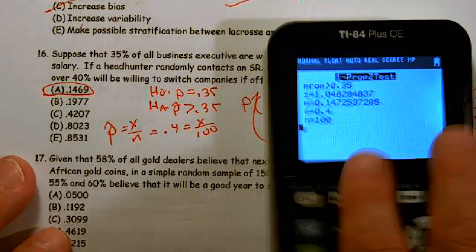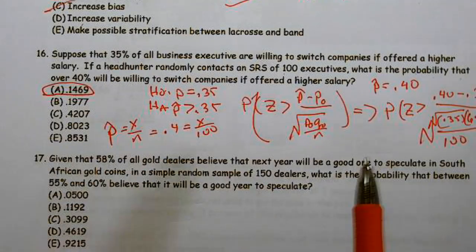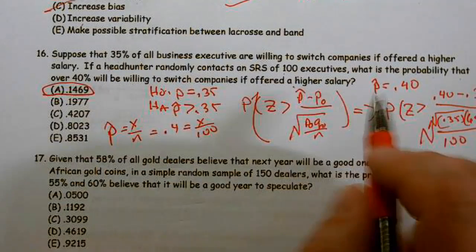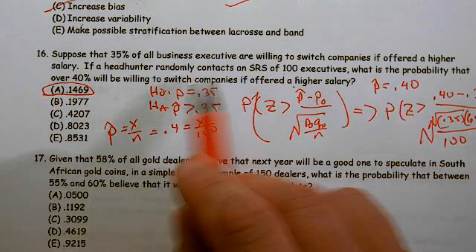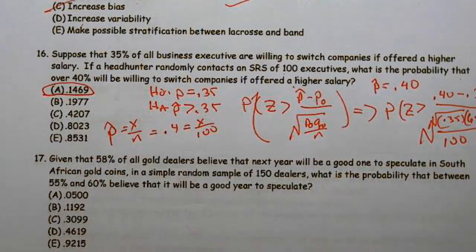By the way, I knew that this was a hypothesis test and not a confidence interval because they gave me an initial claim and they didn't ask me to use an interval. Further, they gave a direction. They said over 40%. So they gave me a direction. If they give me a direction, I have to use a hypothesis test.